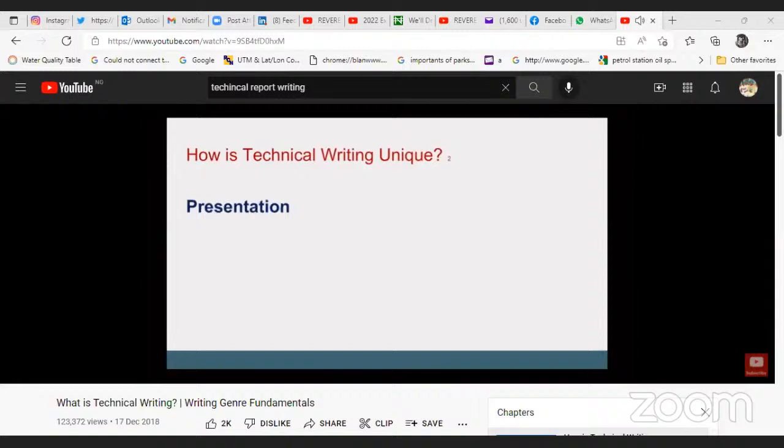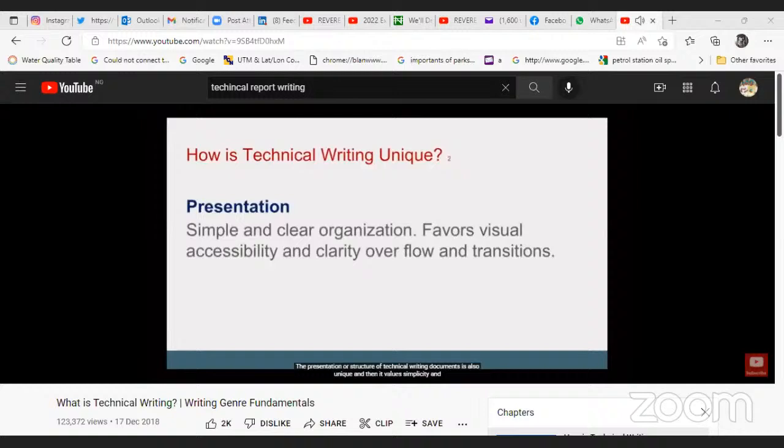Next is presentation. The presentation or structure of technical writing documents is also unique in that it values simplicity and clarity over anything else. The famous phrase, writing flow, often gained through transitions and varied sentence structure, is not important or even effective in technical writing. Instead, short and precise language is valued. If you tend to keep your writing short and to the point, this style may be just right for you.